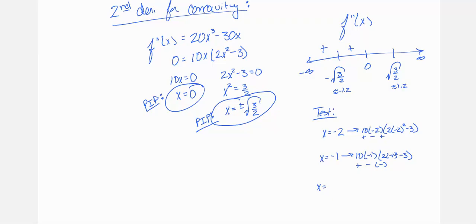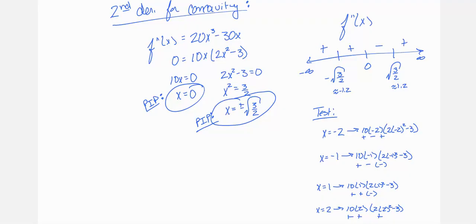And then let's plug in something on this interval, like 1. So 10 times 1 times 2 times 1 squared minus 3. Positive, positive. This would be a negative. And then something over here, like 2. Positive, positive, positive.